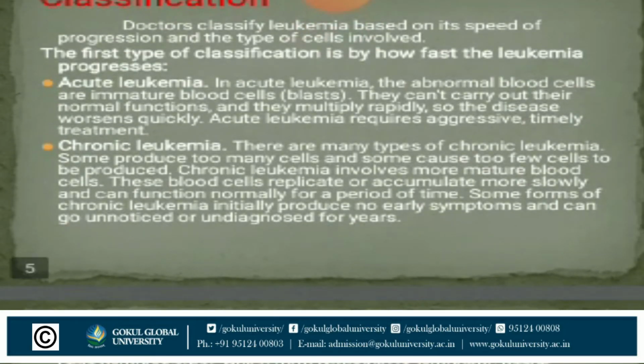So mainly two types are here, acute leukemia and chronic leukemia. In acute leukemia, abnormal blood cells are immature blood cells, otherwise called blasts. And in chronic leukemia, there are many types. Some produce too many cells, some cause too few cells to be produced. Chronic leukemia involves more mature blood cells.